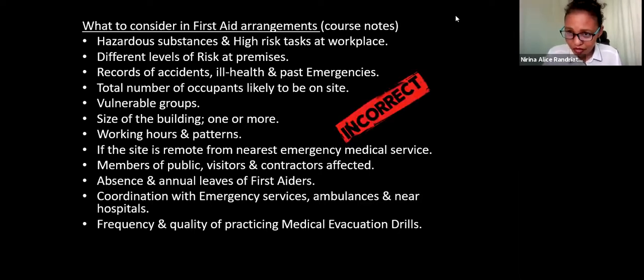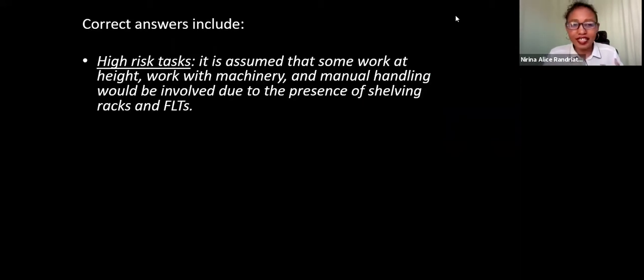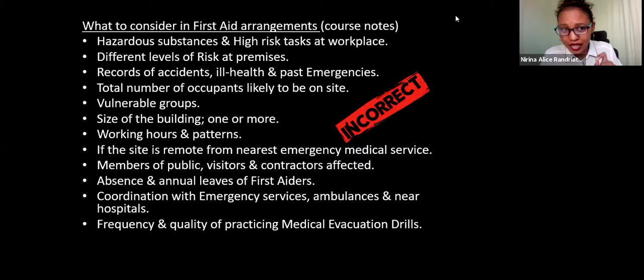So the answer will look something like this. This is incorrect. If you're just going to do your research and then copy paste the answer from your research, that is not the right way to do it, because the question says you must support your answer using information from the scenario. If this is the one I'm giving, there is no information from the scenario here. So this is incorrect. Instead, what you can do is, for example, high risk task. Going back to the previous slide, we can see the first bullet, hazardous substance, high risk task. So for high risk task, what can I say?